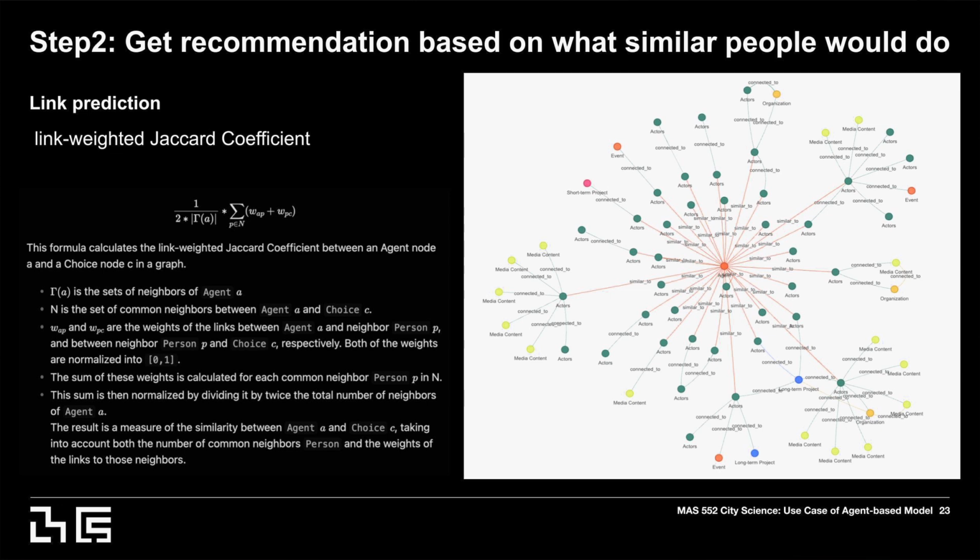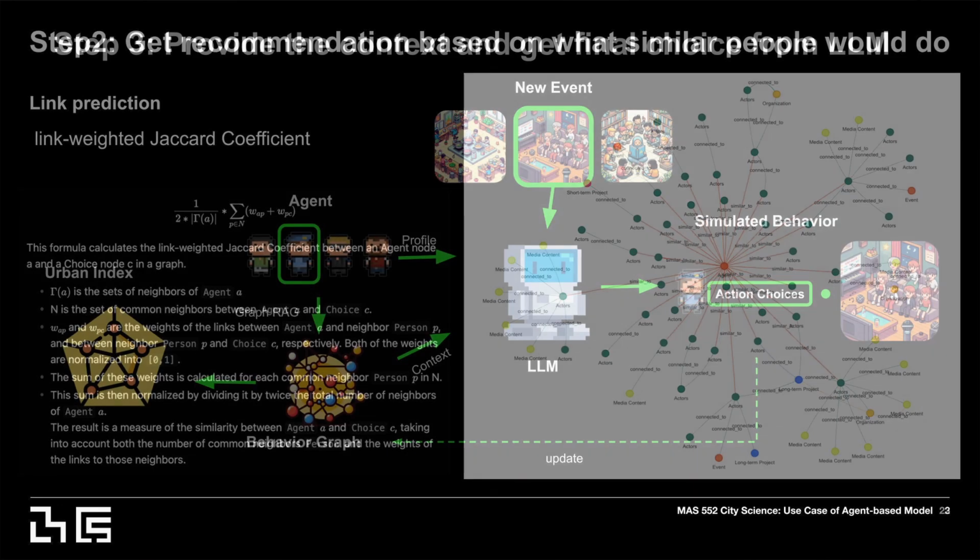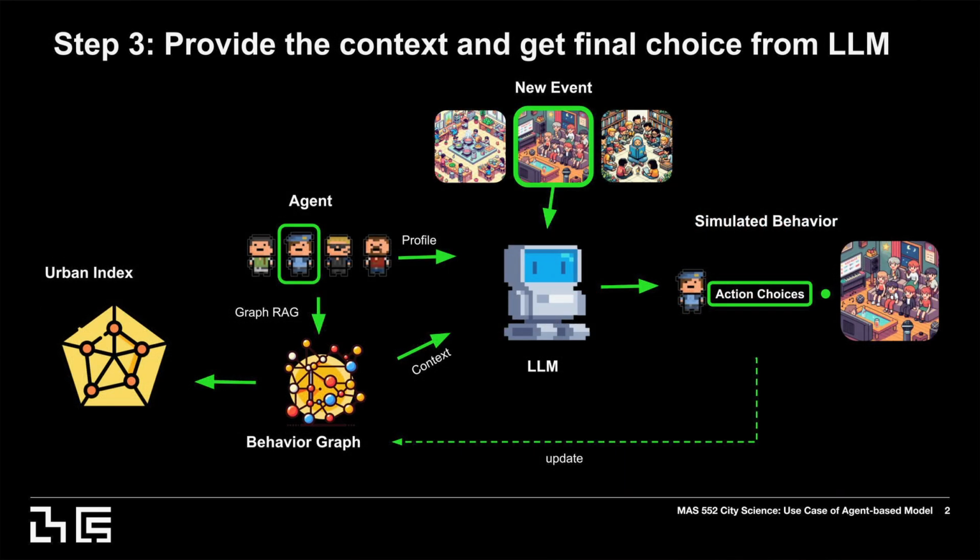So using this link prediction, we can calculate different weights of this orange node. How would they choose the different other choices? We can calculate a weight on different choices, and we can get a recommendation. And the third step is to provide the context to get the final choice.